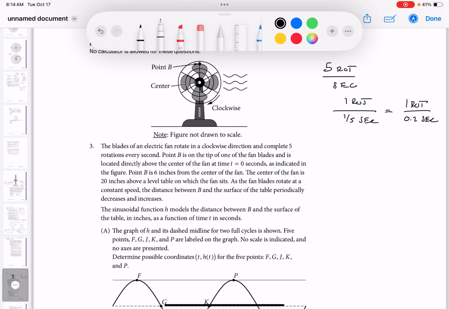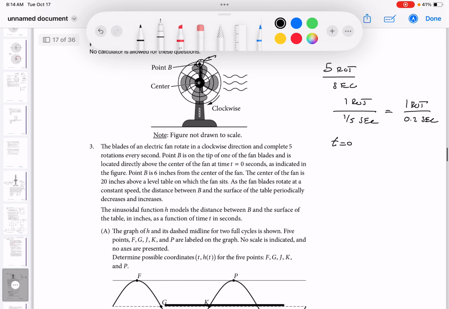And the fan blade is located directly above the center of the fan at time t equals 0. So I'm going to say we're starting out at t equals 0. So at t equals 0, the tip is up here. All right, let's keep reading it. It says point B is 6 inches from the center. So they're telling me that this over here is 6 inches. All right, I can read that part. I got that part covered. The center of the fan is 20 inches. So this is 20 inches over here.